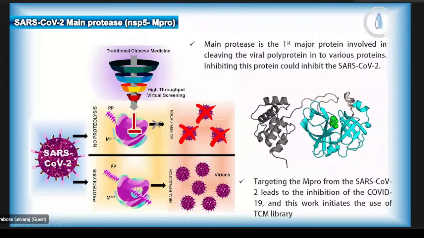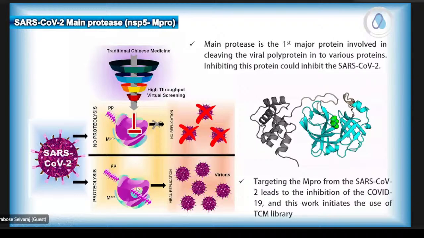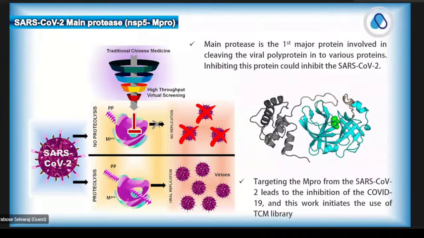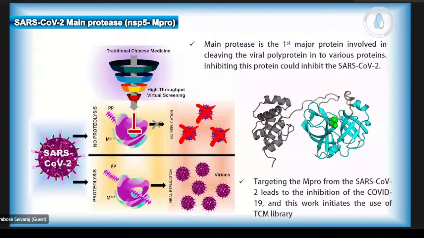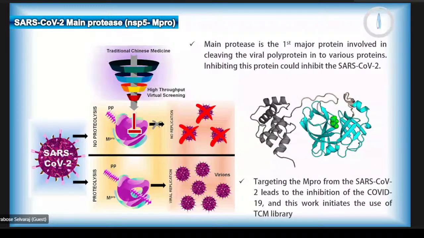We have to stop the viral replication, which means we have to stop the NSP5 main protease. We call it the main protease. So this protein has to get inhibited. From China, we thought we could also find the solution from that.